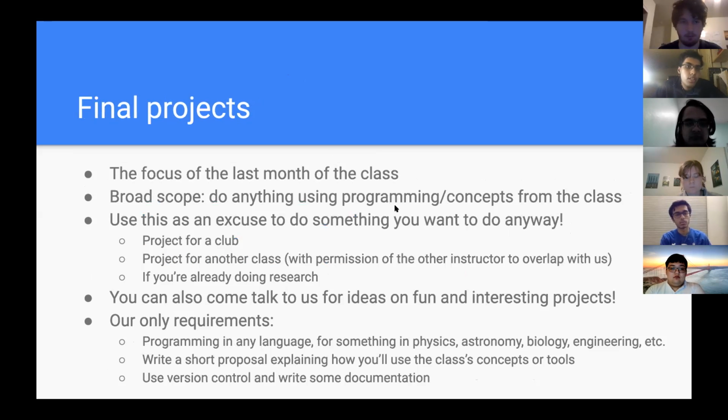Final projects. I'm going to try and breeze through this to give Alad a little bit of time. This is what we're going to be doing for the last month of the class. It's basically, do anything programming related that you want to. If you're already doing something for another club or research or class, as long as the person in charge of that is okay with it, you can use that as your final project here as well. All we're going to require is it has programming in it, it uses something you learned in the class, and it uses version control, which are the kinds of requirements you would have for writing anything anywhere, like a package for research.